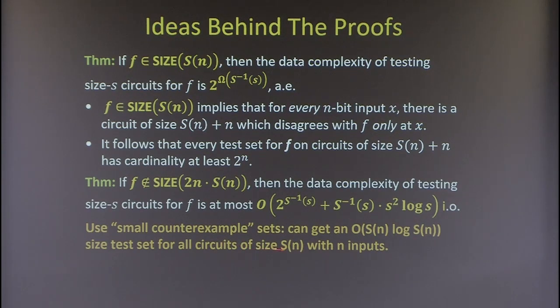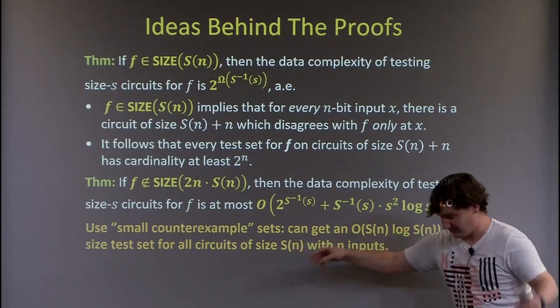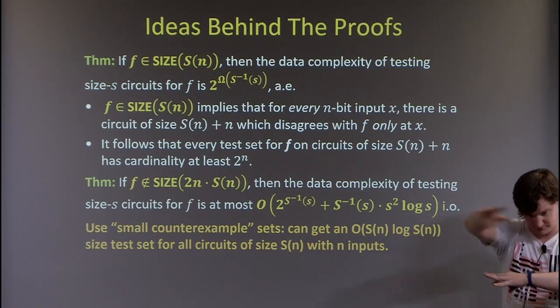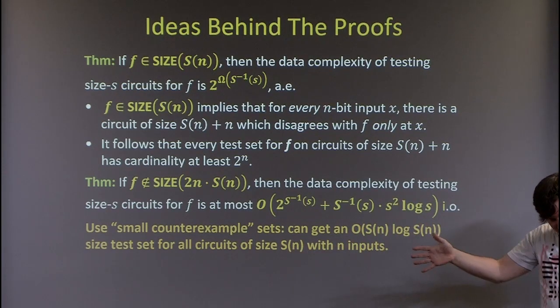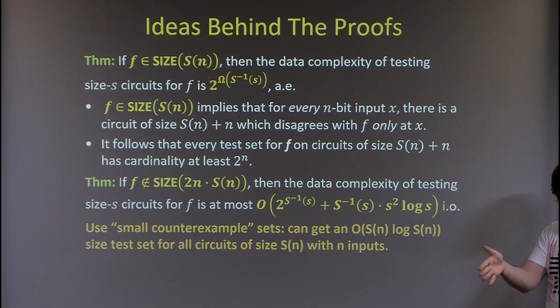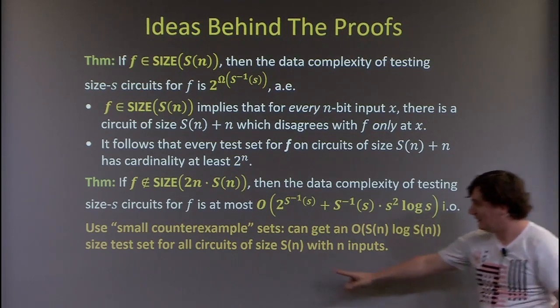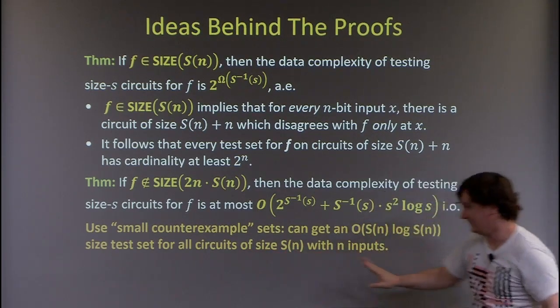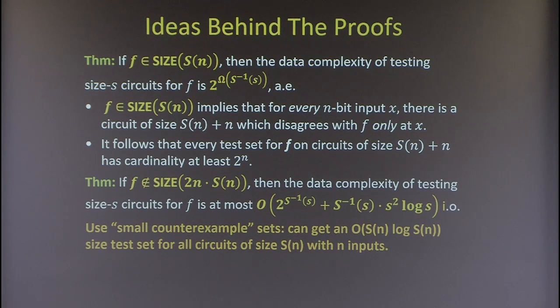No circuit of size s of n will compute f for sure, because f doesn't have even 2n times s of n size circuits. But moreover, because we chose s of n to be strictly smaller than what we know the lower bound to be, we can in fact have a small set of counterexamples, a small set of x's and f of x's, that will rule out all circuits of size s of n. There are various ways to prove this.